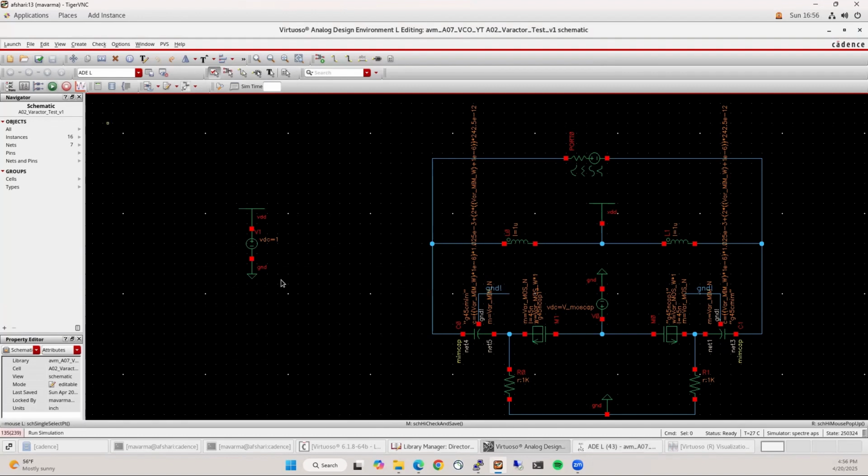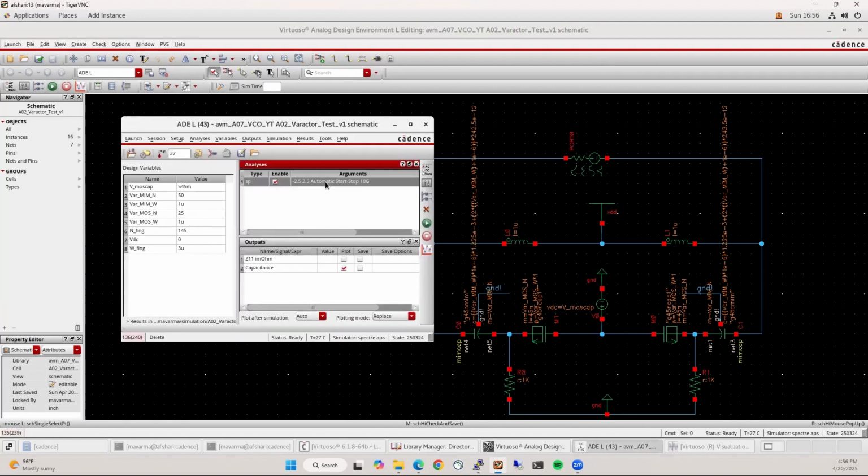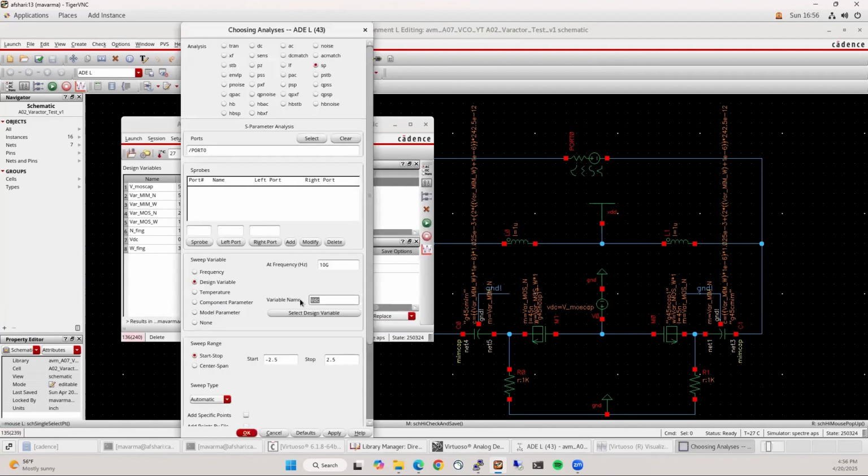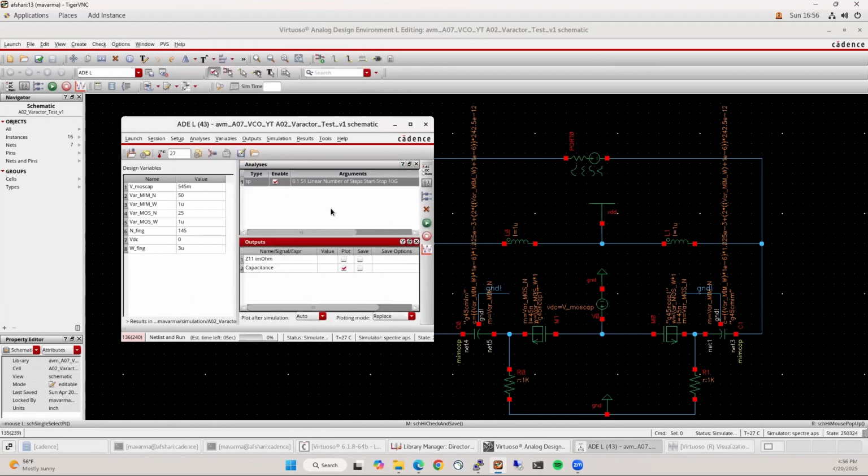Okay, so let's see what we get with this. Oh, I also need to change this to V cap, and we'll go from 0 to 1. I also want to specify number of points, 51. Okay.